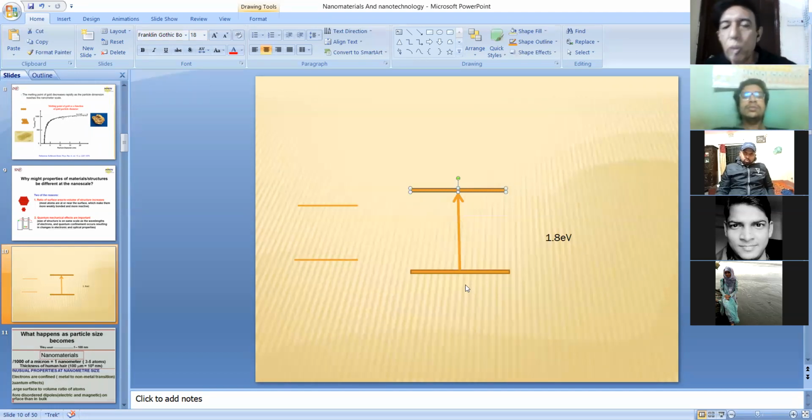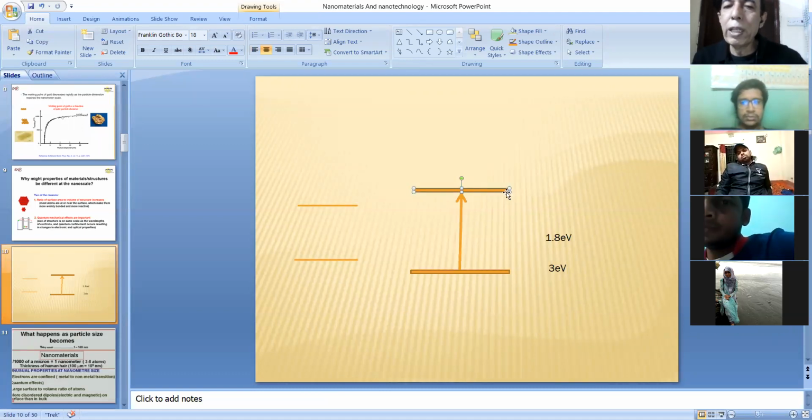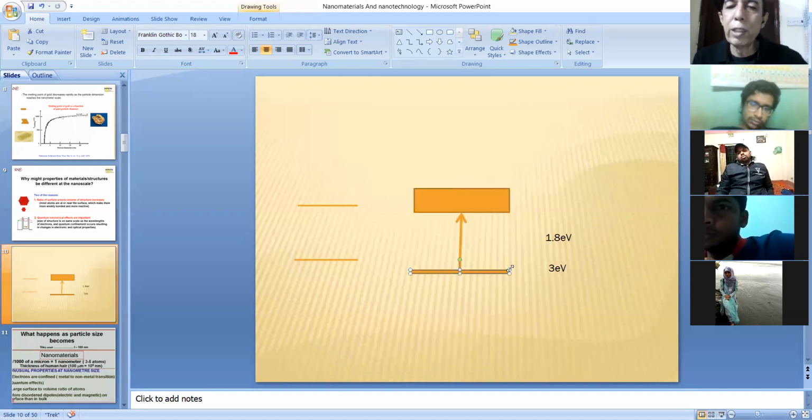So now you will see the band gap is increasing. Previously, it was 1.8 electron volt. Now the band gap is about, say for example, 3 electron volt. Previously it was like that, so it is 1.8 electron volt.